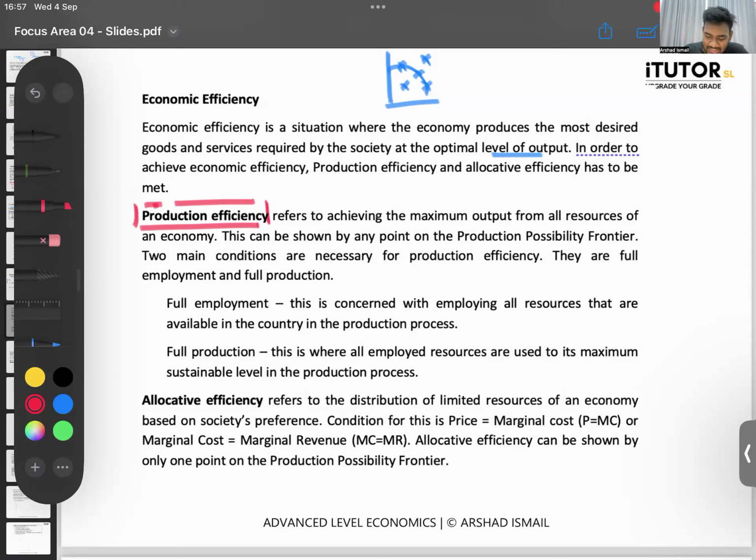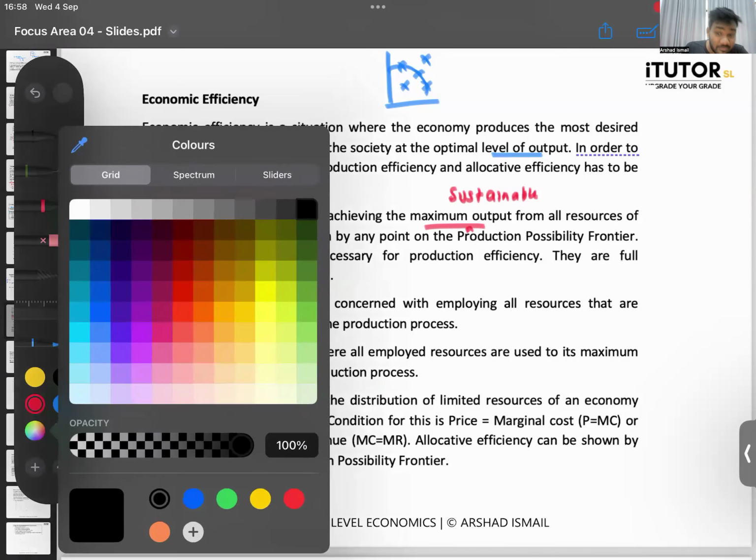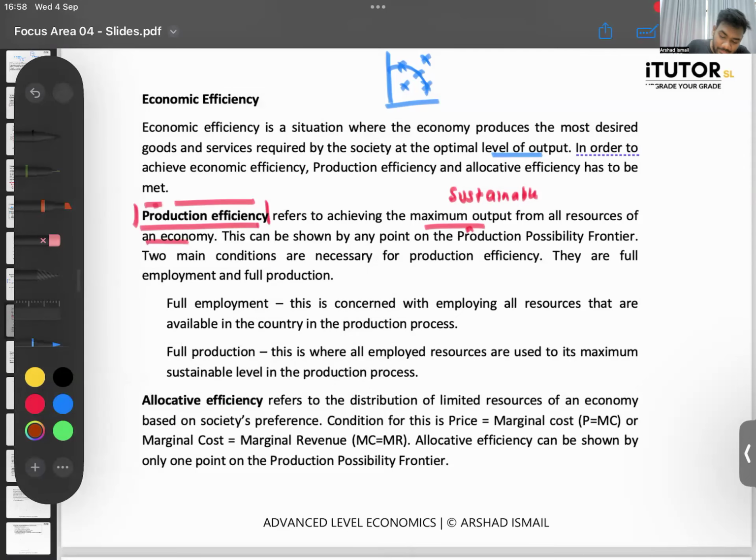So what is productive efficiency? It refers to achieving the maximum sustainable output, Lamai. Maximum sustainable output from all your resources, getting the maximum contribution from all of them. That's what productive efficiency is. And also remember, Lamai, when you achieve productive efficiency, you will be producing at the lowest cost because you're using all your resources without wastage. So your costs will be very minimized.